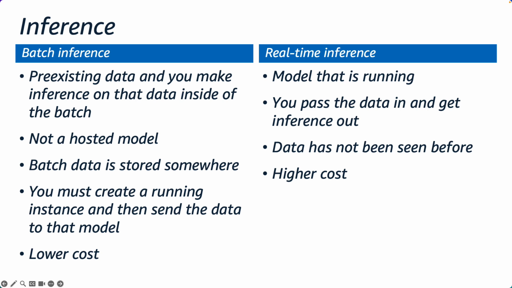Then there is also real-time inference that has a model that is already running. You pass the data in and you get the inference out. And a big difference between batch inference and real-time inference is that batch data you already have and it's saved somewhere. Real-time inference is used with data that you have not yet received.